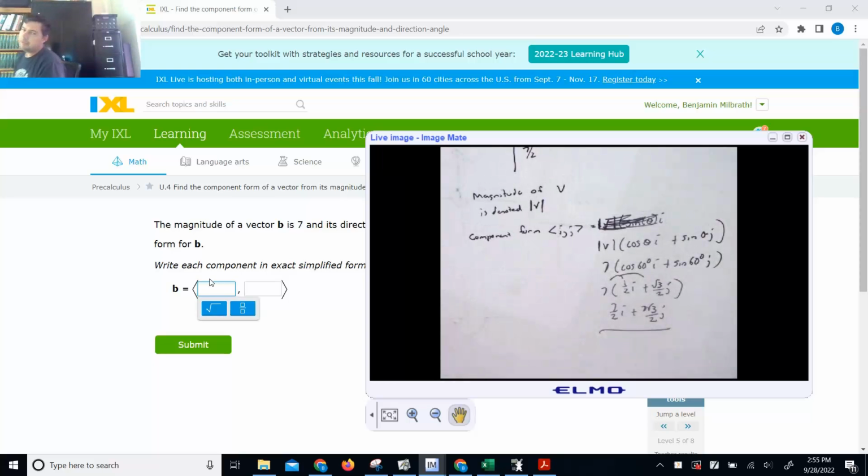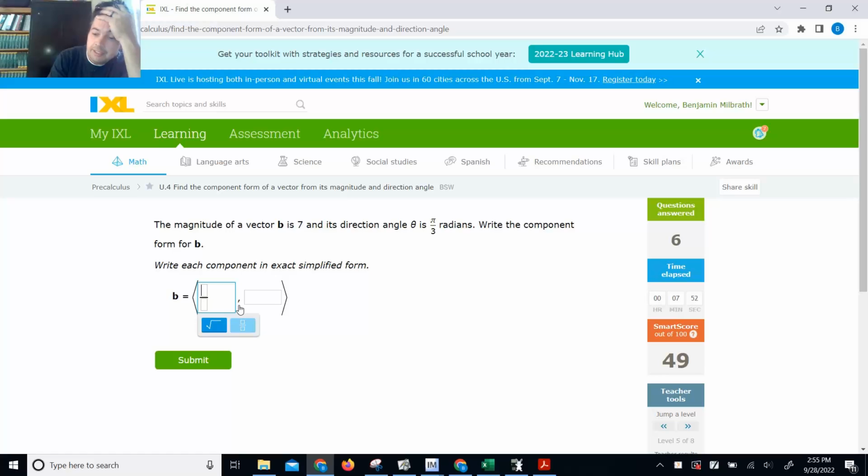I don't know what's quicker, drawing or not. On angles that I know how to work with, it doesn't make sense to use a formula, but on angles that I don't, it makes sense to use a formula. So we got 7/2 i, and then my other answer was 7 root 3 over 2 j. And actually, I don't need the i's and the j's, do I? Be careful about that.